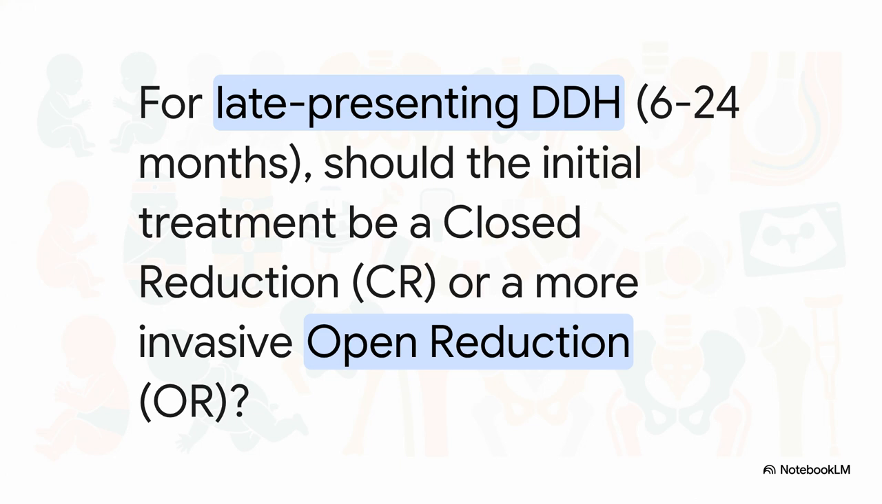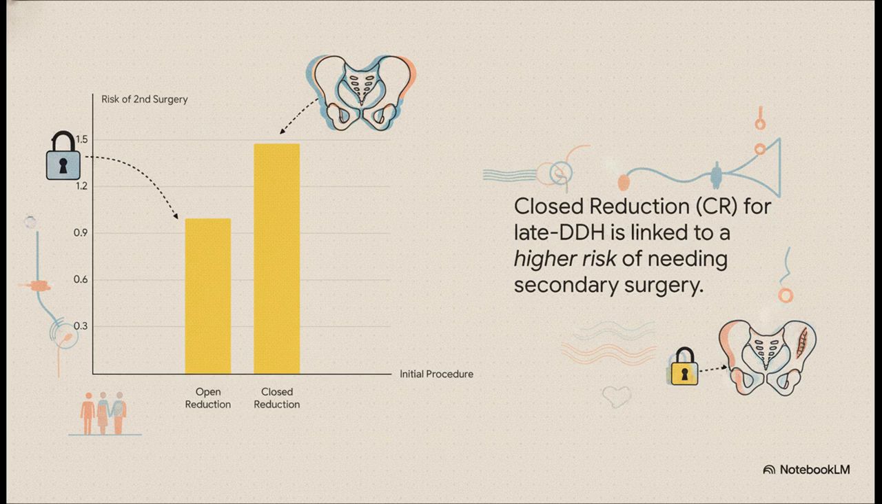Should you just skip the closed attempt and go straight to an open reduction? Is that less invasive first step really worth the risk if it might not work? And we actually have some hard data on this. This chart from a big meta-analysis is pretty telling. It shows that if you start with a closed reduction in these late-presenting kids, you have an almost 50% higher risk of needing another major surgery down the line compared to just doing an open reduction from the start. So yeah, open reduction is a bigger deal up front, but it might just fix the problem for good. It's a really important conversation to have.